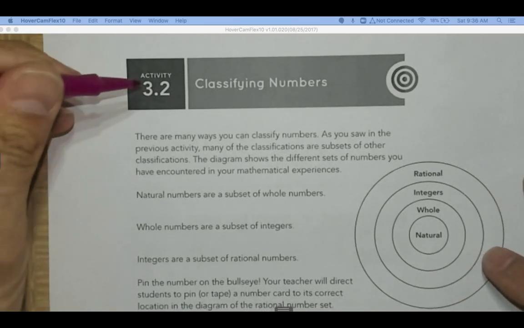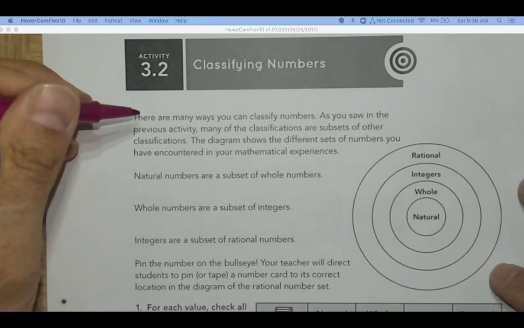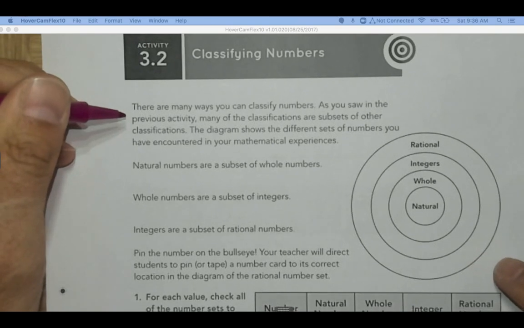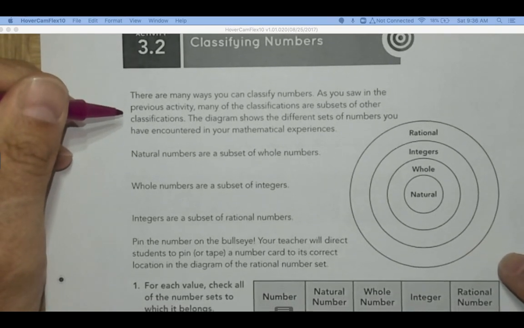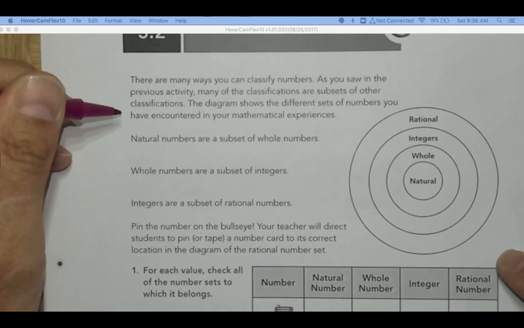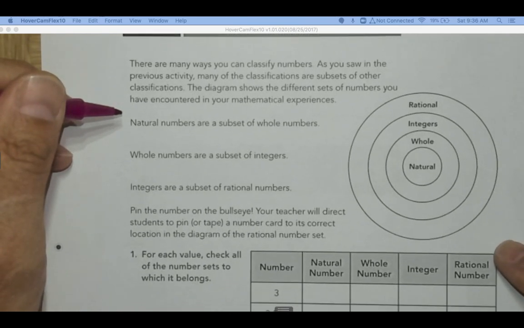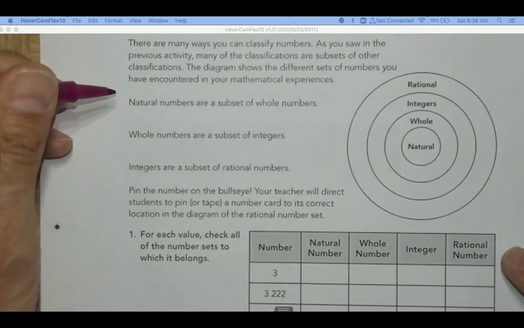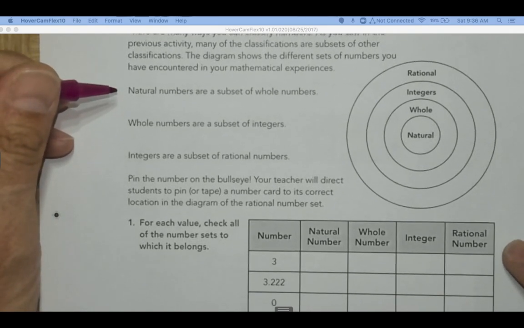All right, we have activity 3.2, classifying numbers. There are many ways you can classify numbers. As you saw in the previous activity, many of the classifications are subsets of other classifications. The diagram shows the different sets of numbers you have encountered in your mathematical experiences.